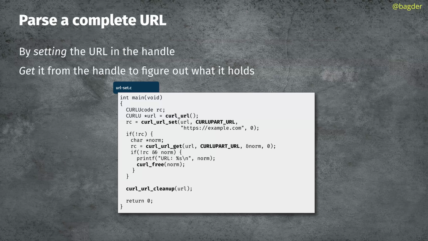I'll show you. In this example, we can go from the top here. It creates a curl U handle with the curl underscore URL function. You set the curl U part URL. I mean, you set the entire URL. You ask curl to parse the entire URL for me. And then after that, you can get individual components from the parsed URL. In this case, it gets the curl U part underscore URL, which is the full URL. It extracts the full URL again from the URL object, and then it frees everything. But it could also get just the host name, the port number, the path, or the fragment, or whatever you want to do.